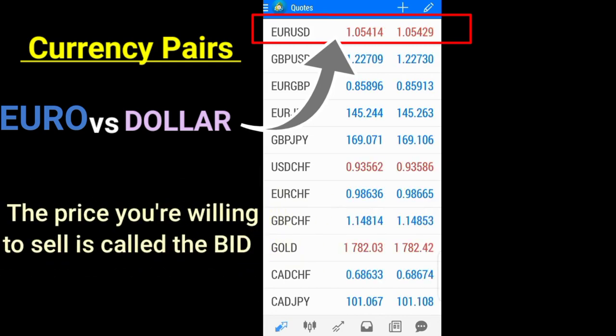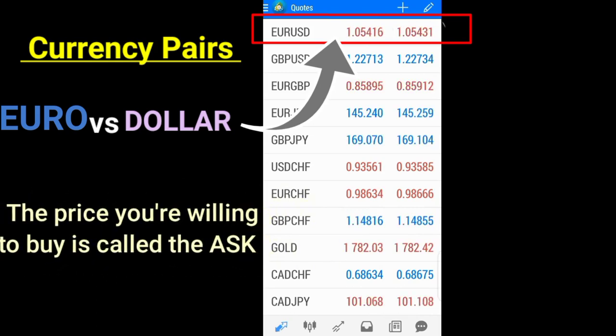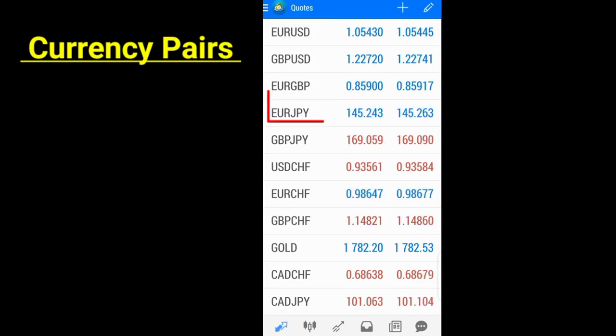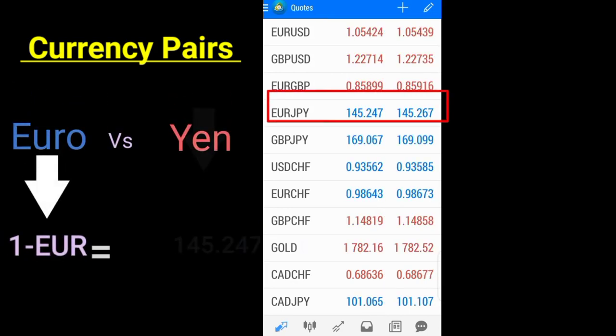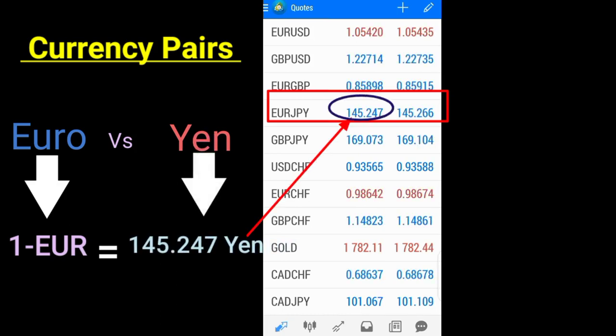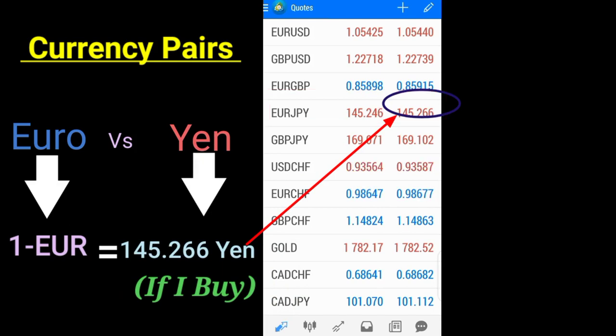The price you are willing to sell the base currency at is this bid price, and the price you're willing to buy at is this ask price. So taking another example of JPY pairs, let's use this EUR/JPY, Euro versus Japanese yen. 1 euro is equivalent to 145.24 Japanese yen if I want to sell, and if I am buying, it will be equivalent to this value of the Japanese yen.